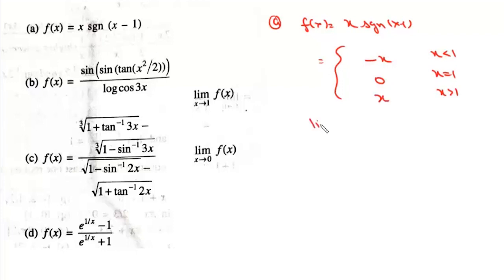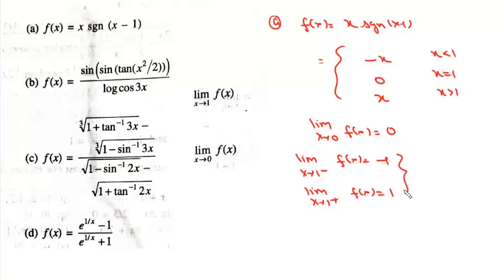Now, if we look at limit x tends to 0 f(x), in that case, its definition is simply minus x, which is 0. And if we look at limit x tends to 1 negative f(x), it'll be this minus x, which is minus 1, and limit x tends to 1 positive f(x), it will be this x, which is plus 1. So at x equal to 1, this limit does not exist. So for this first function, at 0, this limit is 0, but at 1, this limit does not exist.